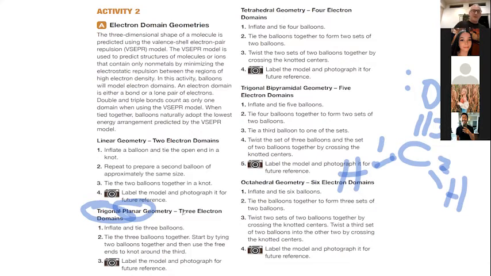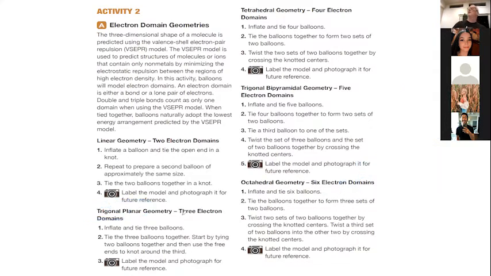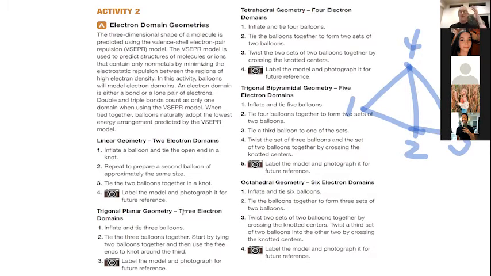And then when we have 4, I did blow up a 4th one. If you have 4, you tie those together, it takes on this shape, where you have 1, 2, 3, 4. You have like a pyramid shape, or what we call a tetrahedron. That's the shape where 4 electron domains can get as far away from each other as they possibly can. So basically all this activity is blowing up balloons and tying them together, taking a picture of each one.